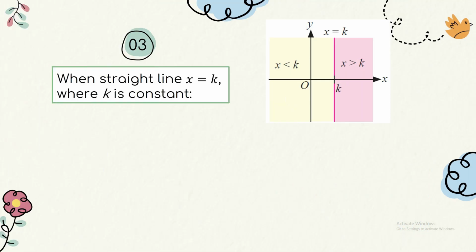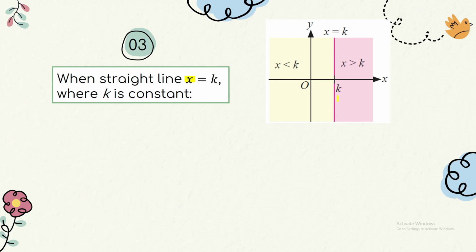Next, the third situation, when the straight line is x equals k, where k is a constant. Just now we looked at y equals h. Now we see x equals k. It also involves only one variable. k is a constant, and then we draw a straight line.